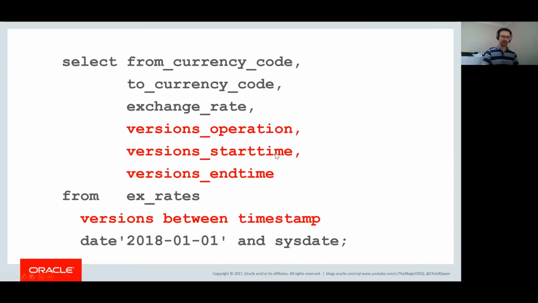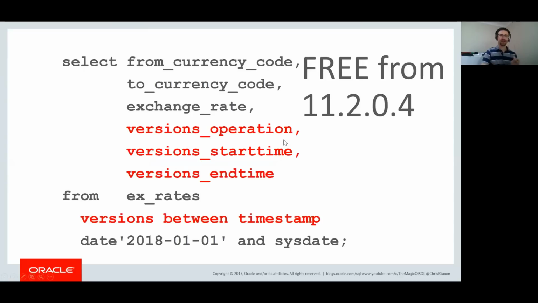This is something that's actually been around for quite a while in the form of an option. It was originally called Total Recall. I think we might have called it something else in the meantime. As of 11.2.0.4, Flashback Data Archive is included in your Enterprise Edition license. So as long as you're on 11.2.0.4 or above and you've got Enterprise Edition, you can use Flashback Data Archive, and it's just part of the normal database features. So that's a bit of an overview of what Flashback Data Archive is.